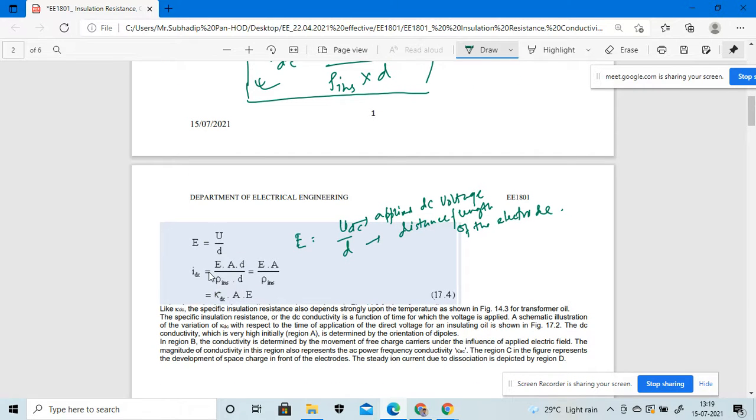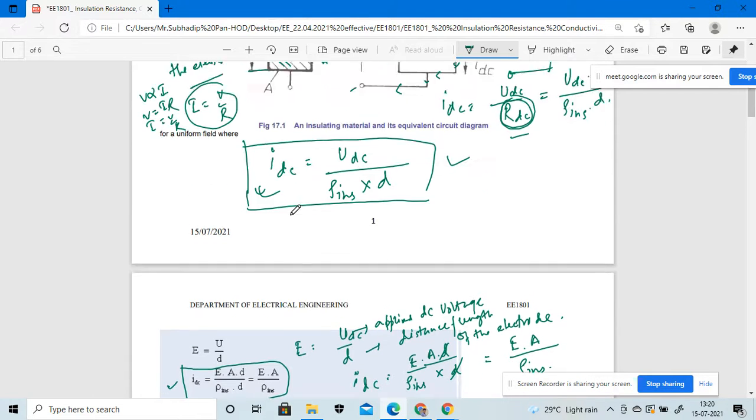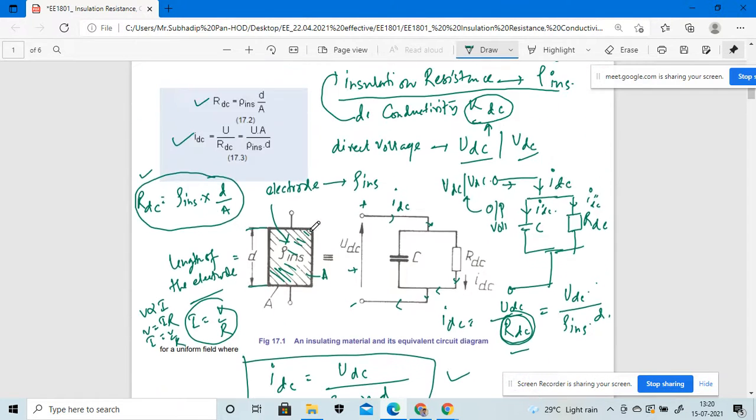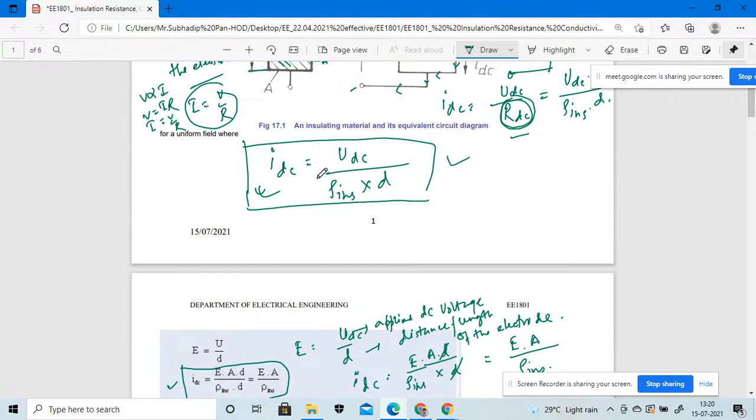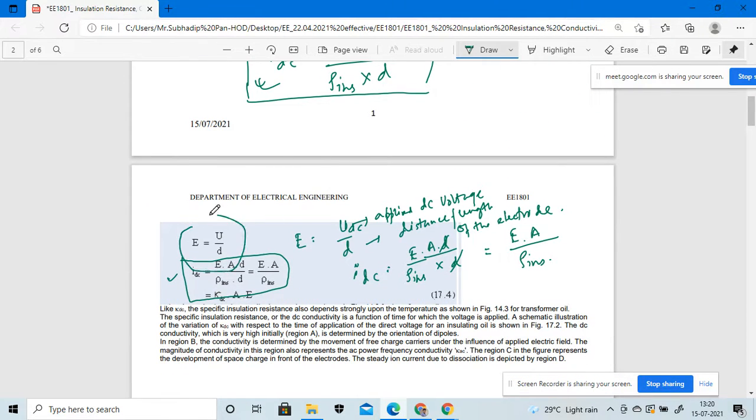Now if we simplify this IDC equation, we get this equation. So I of DC is nothing but E of the insulating resistance into A into d into d, which is equal to E into A divided by rho of ins. The d and d cancel out. So if I simplify these two equations, having the values of E, then we get this one.